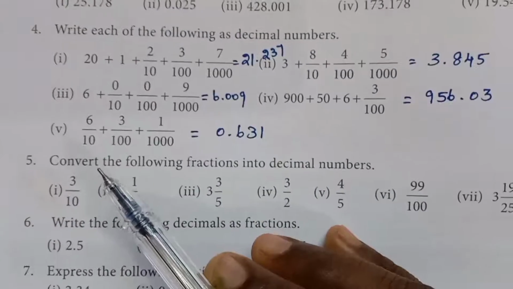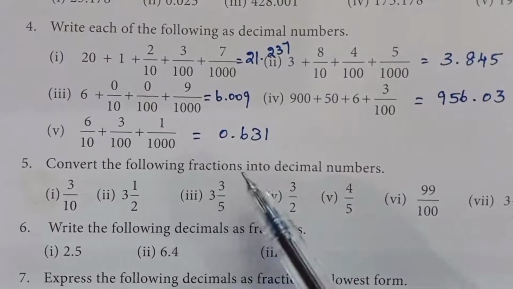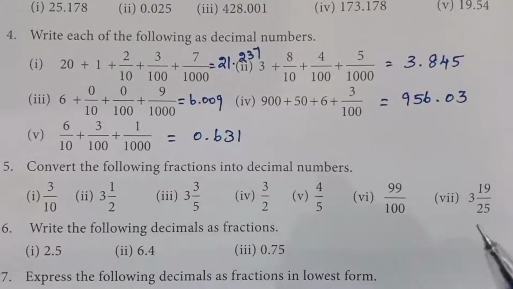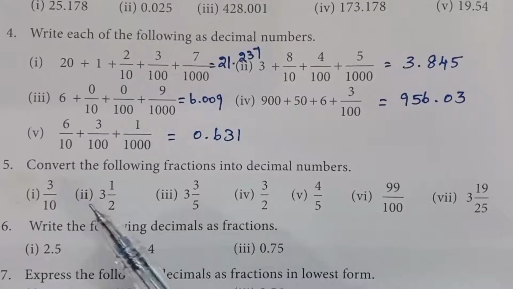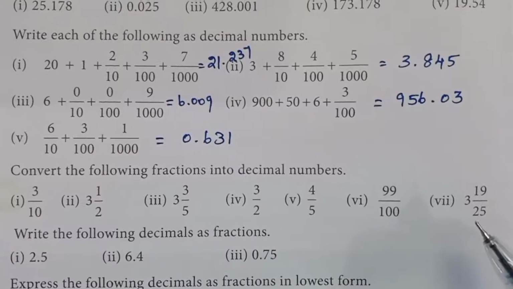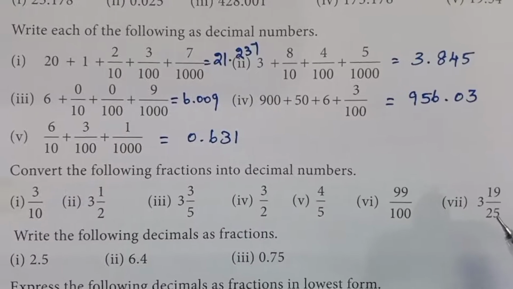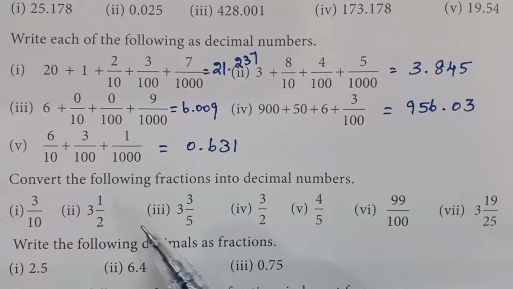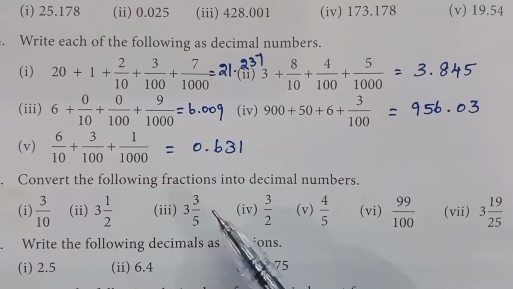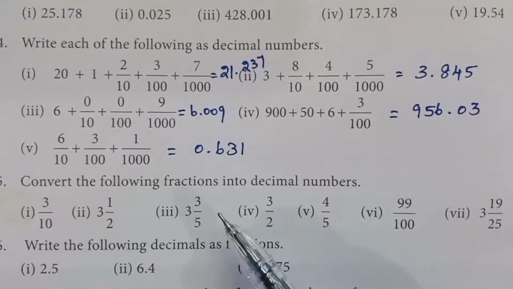Next, the fifth question: convert the following fractions into decimal numbers. Seven problems are given. Among the seven problems, the second, third and seventh problems are mixed fractions. For any mixed fraction, you have to convert it into an improper fraction, then change it into a decimal number.